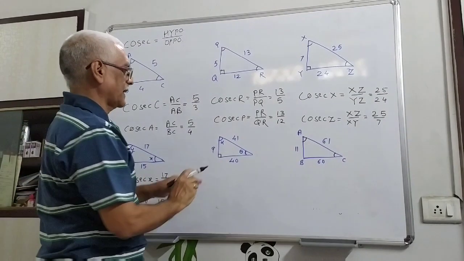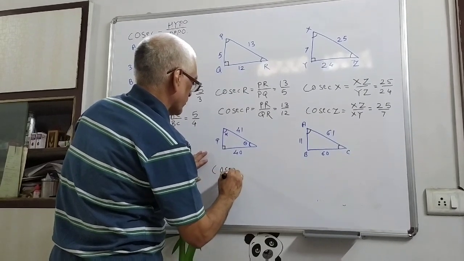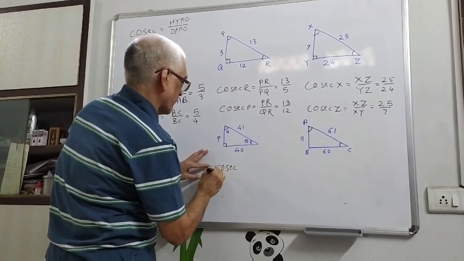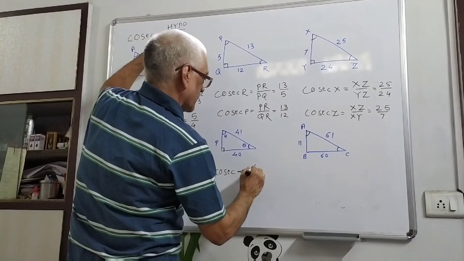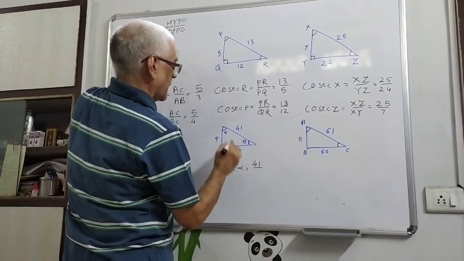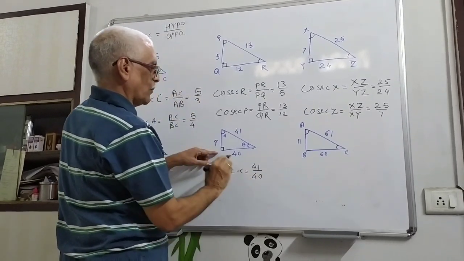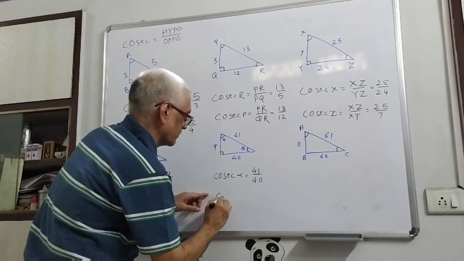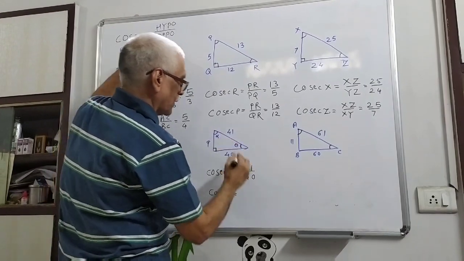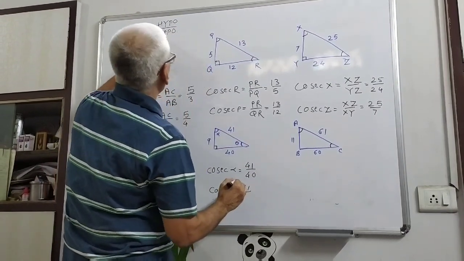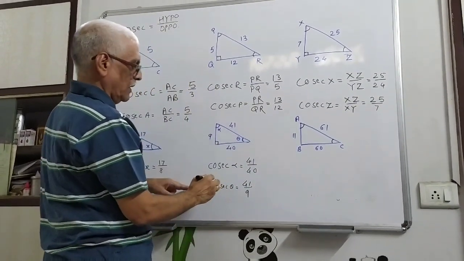In this triangle, we are given the Greek letters alpha and theta. If we want cosec alpha, so this is the hypotenuse. Hypotenuse is 41 upon the opposite side. Opposite to alpha is this side, the length of the side is 40. So 41 upon 40 is the value of cosec alpha. If we want cosec theta, then hypotenuse is 41 upon the opposite side. Opposite to theta is this side, so 9. 41 upon 9 is the value of cosec theta.